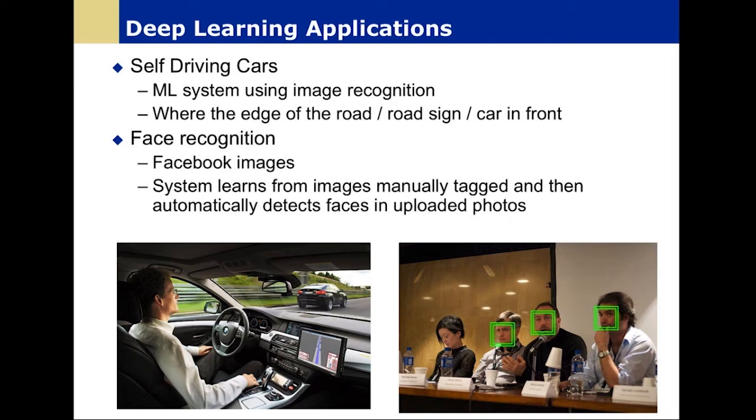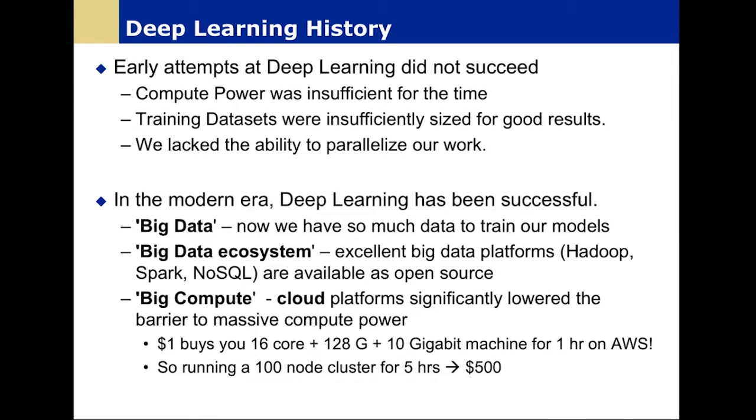Some applications for deep learning are self-driving cars, which use machine learning for image recognition in order to determine the edge of the road, signs, cars in front, etc. Facial recognition is another common application. Facebook Images is able to manually tag from a data set and then automatically detect faces in uploaded photos.